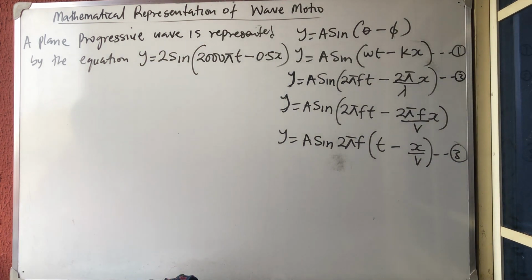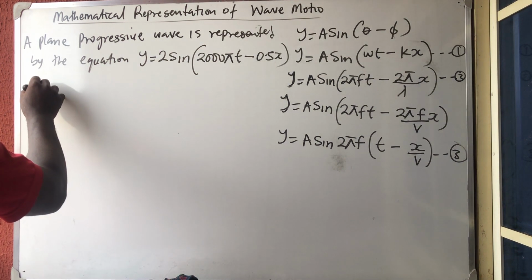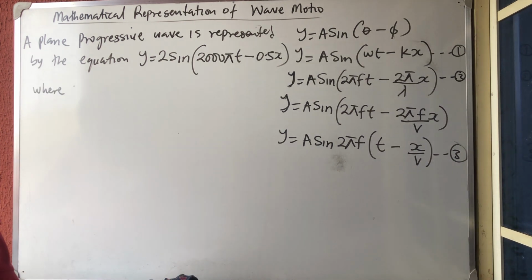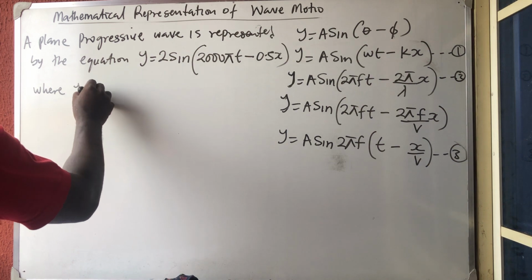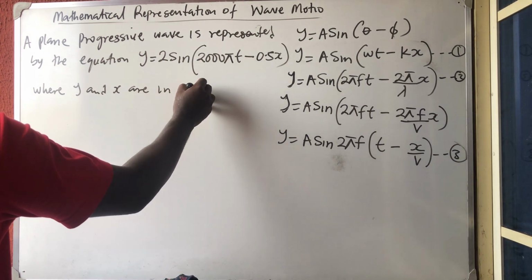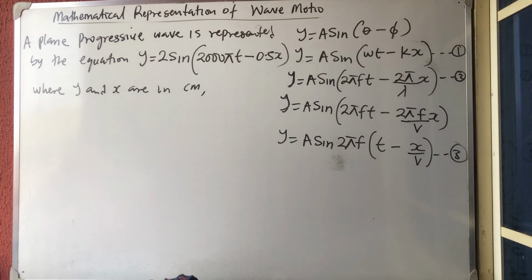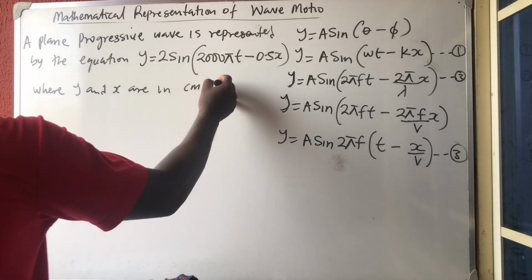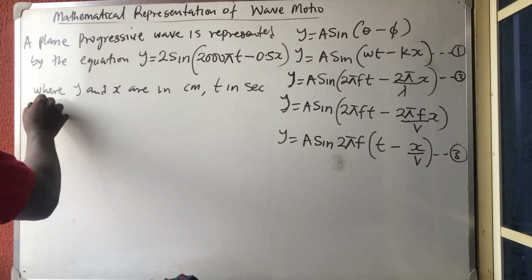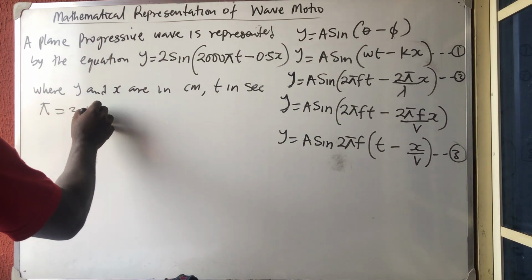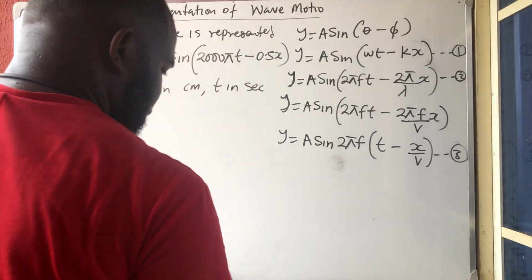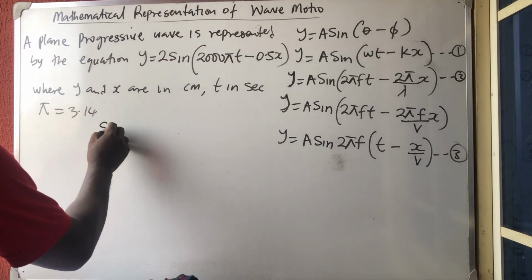They say where y and x are in cm, t in seconds, and pi is given as 3.14. Okay, these are the things they gave us. So what do we do in this situation? The solution is very, very simple.